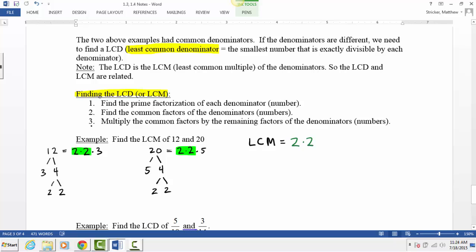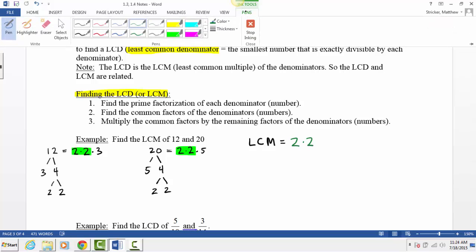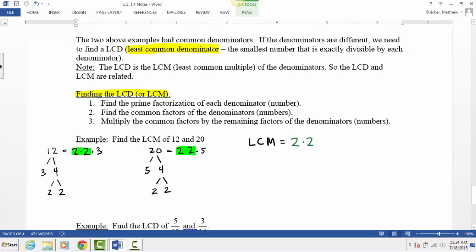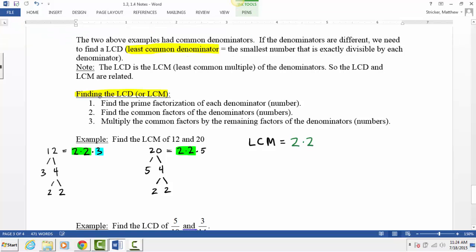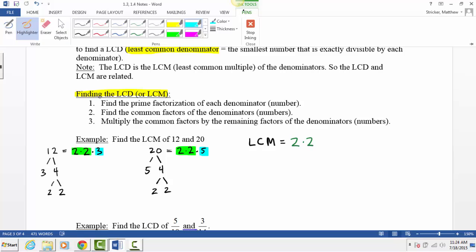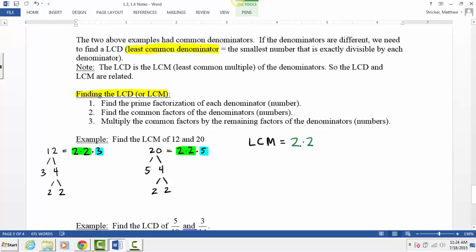And then in step 3 it says multiply the common factors, those are the 2 times 2, by the remaining factors in the denominator, which the remaining factors are the ones that are not the same. I'm going to go ahead and highlight those in blue. That's the 3 and the 5. Those are the different ones. And so I'm going to multiply the common ones with the 2 extras, the 3 and the 5. And that's how I'm going to find my least common multiple.